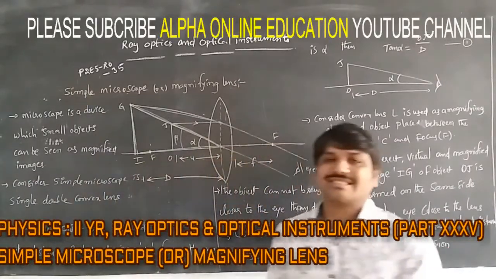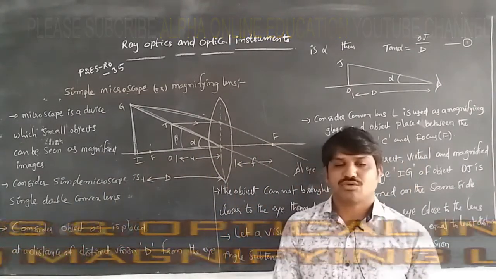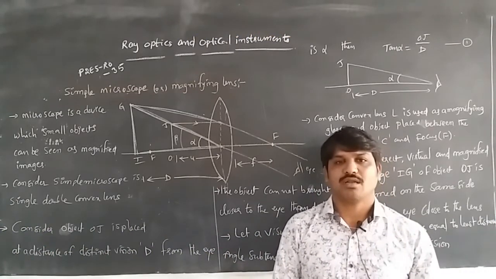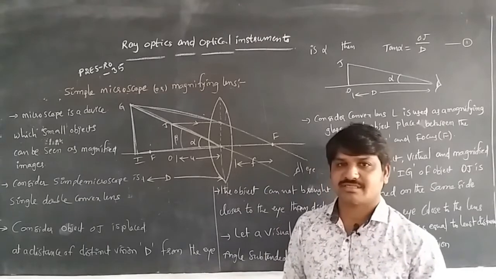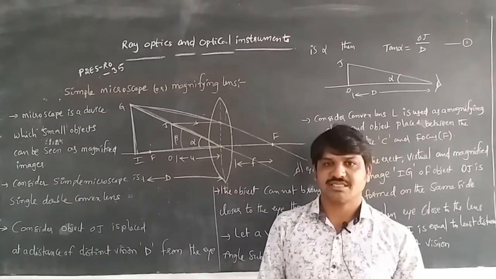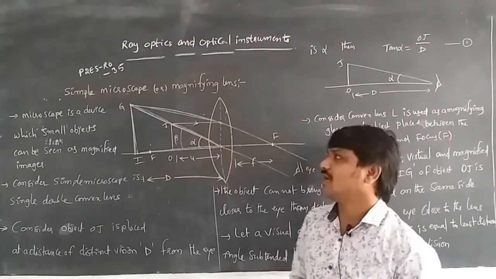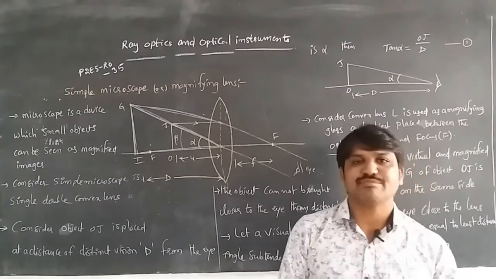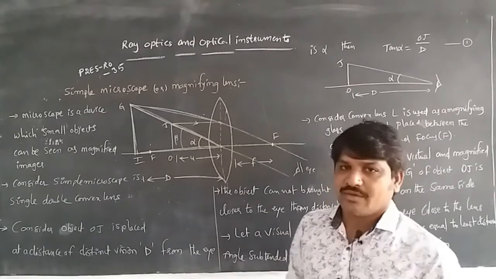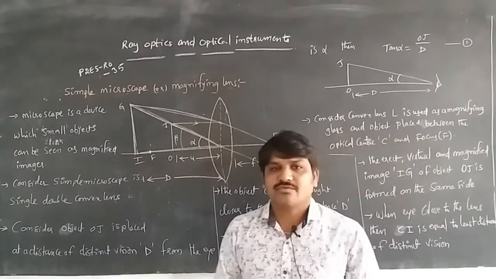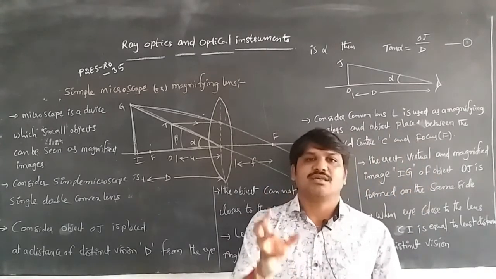Now we are going to discuss the simple microscope, or magnifying lens. In the earlier class we discussed the defects of vision, and now we are going to discuss the simple microscope or magnifying lens. A microscope lets us see a small object in a large size.